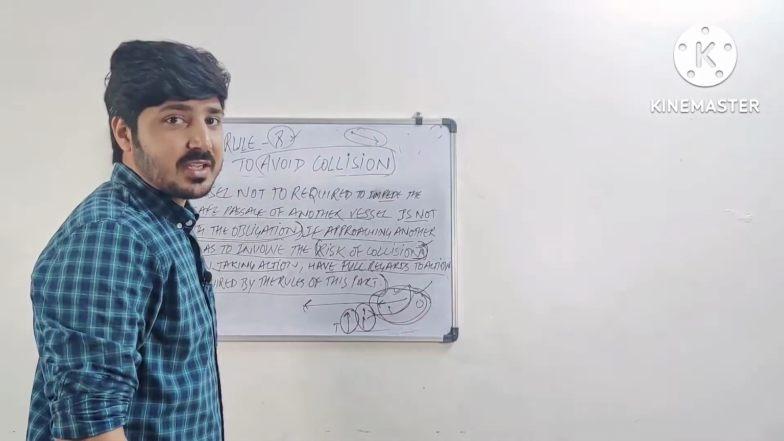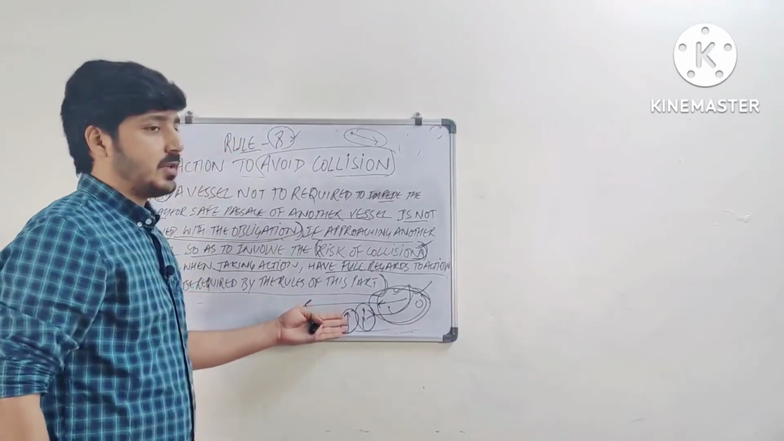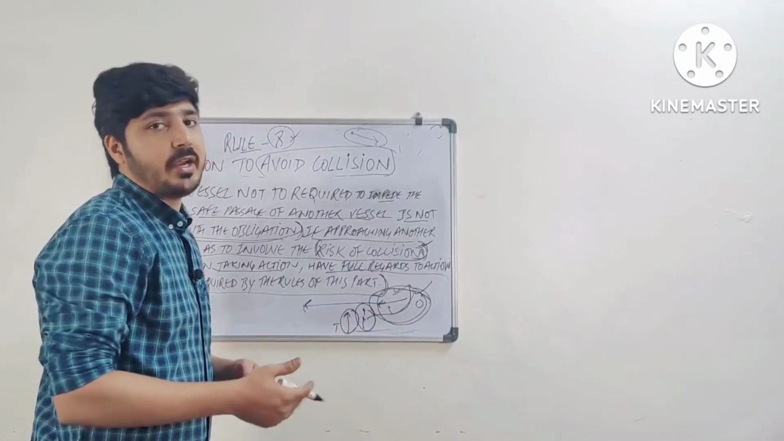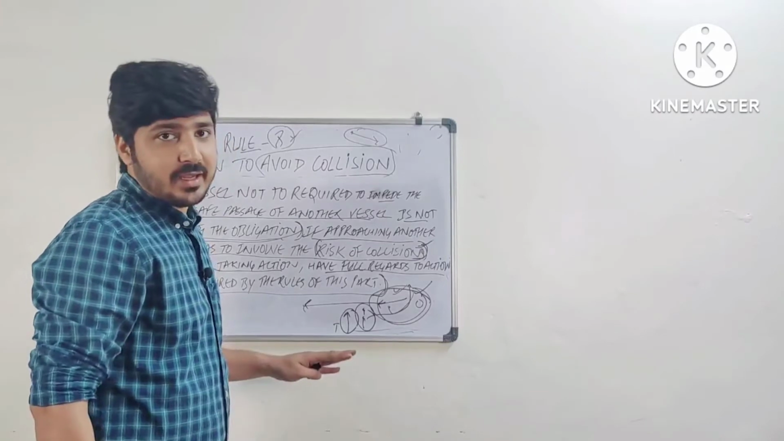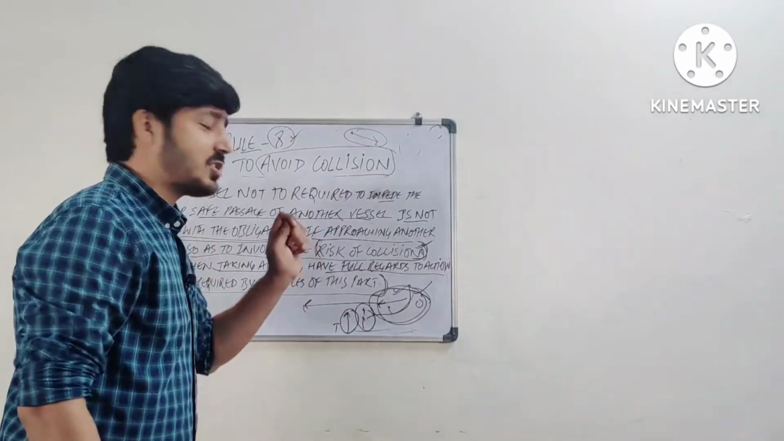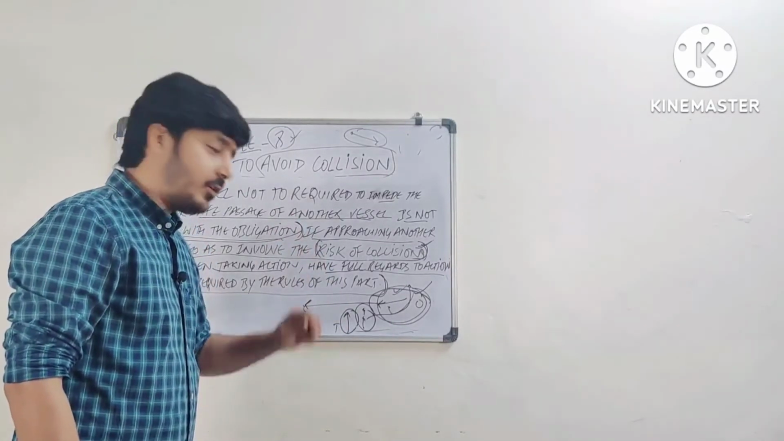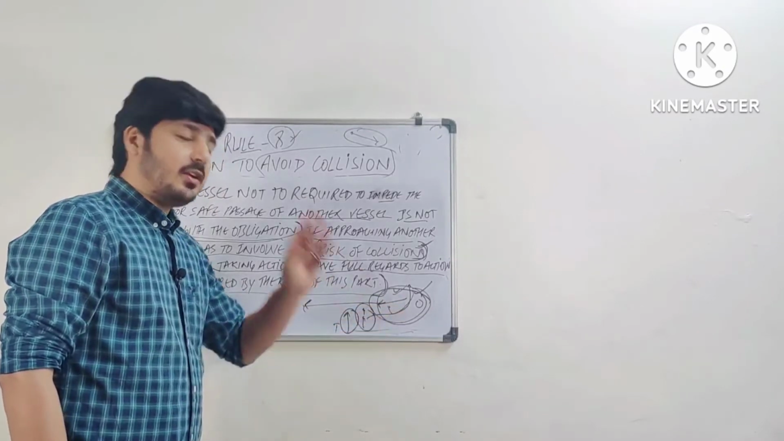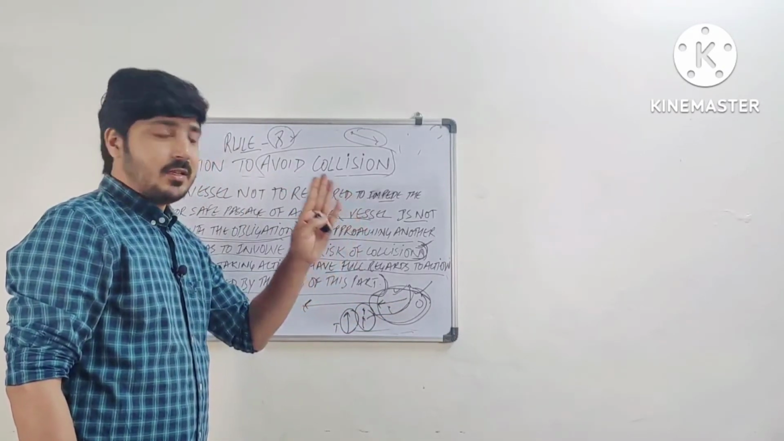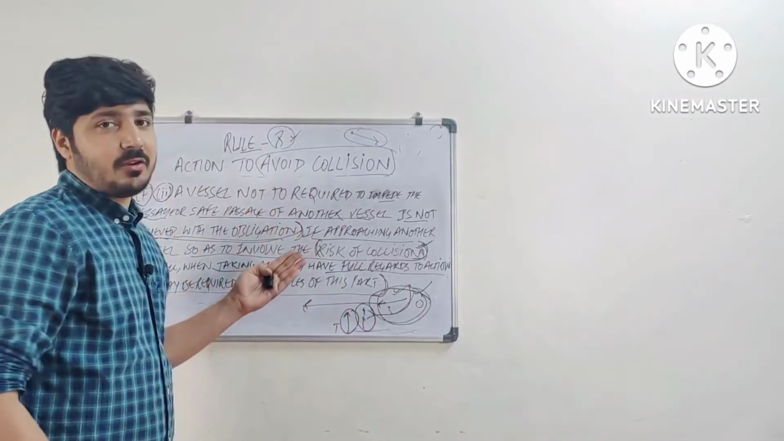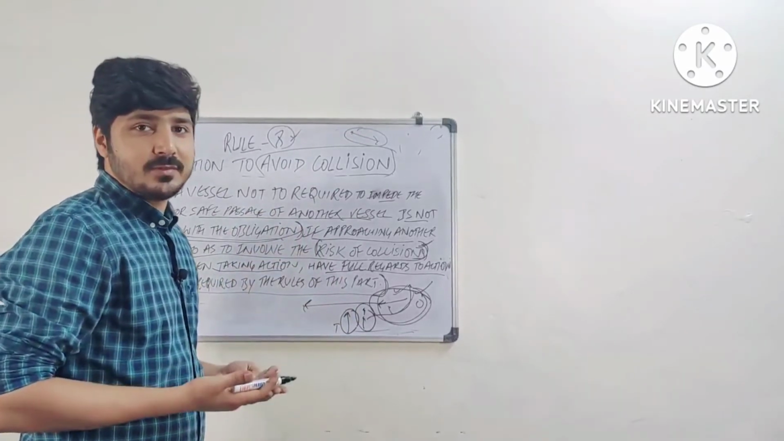It's not like she can say, oh, it was the duty of the other vessel and I did not take the action and we collided. It is not like that. You cannot escape if the collision happened. You need to take the appropriate action to avoid the collision. That is the purpose of the rules. If you are not avoiding the collision, what is the purpose?